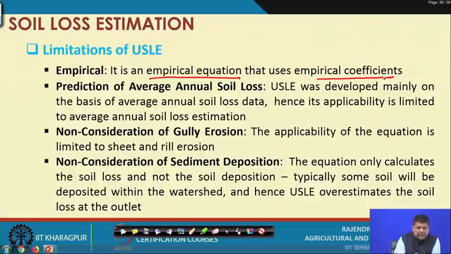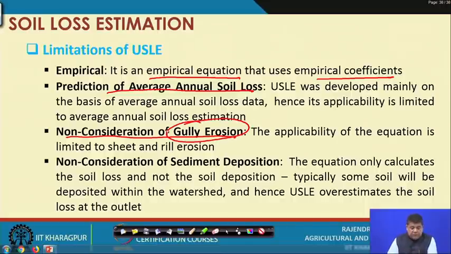Then next is the prediction of average annual soil loss. It predicts only average annual soil loss. So, if we want to find out the soil loss from a particular event, then USLE cannot be used. Then, we saw that USLE is limited to sheet and rill erosion. That means gully erosion, which is one of the major erosion concerns, is not taken into account.